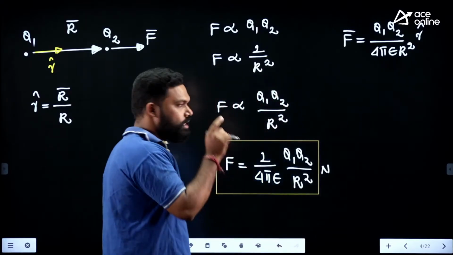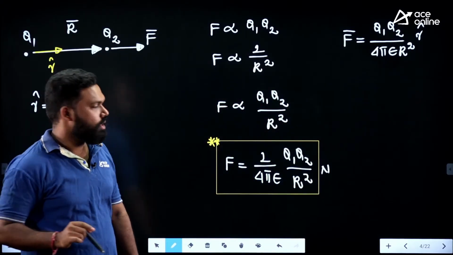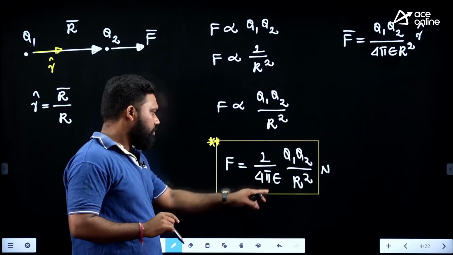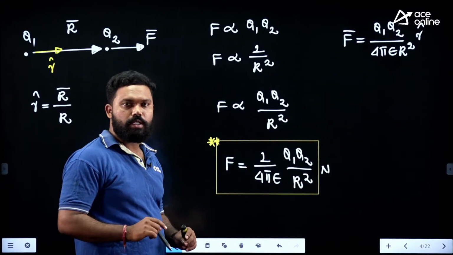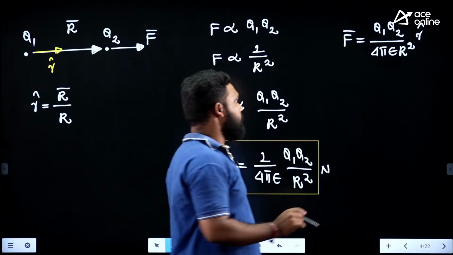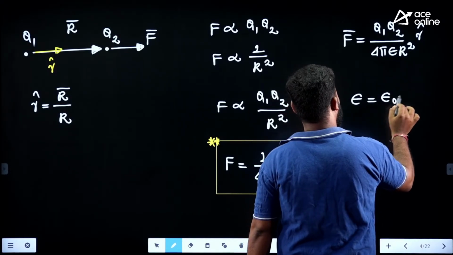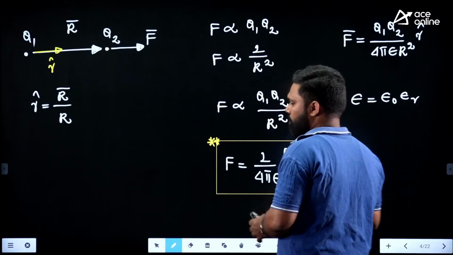Clear? Yes. So that is the vector form. Clear? Okay, fine. Now let me talk about this epsilon. What is this epsilon? That is called permittivity. It is a medium parameter. Epsilon is equal to epsilon naught epsilon r.